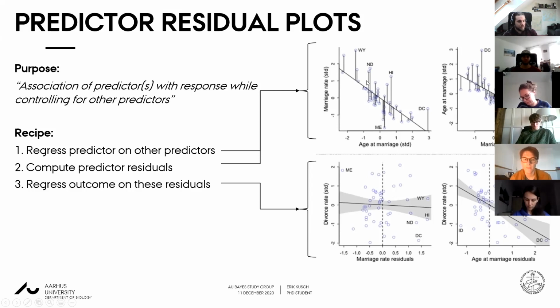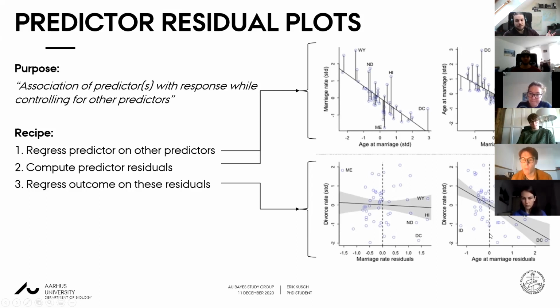Then tallying up these residuals, which all happens in this first row of plots, and then regressing the outcome, which is our response variable, onto those residuals and seeing if we can find some form of correlation. And what we can clearly see is that with marriage rate, we don't find much of a relationship once we fix age at marriage.